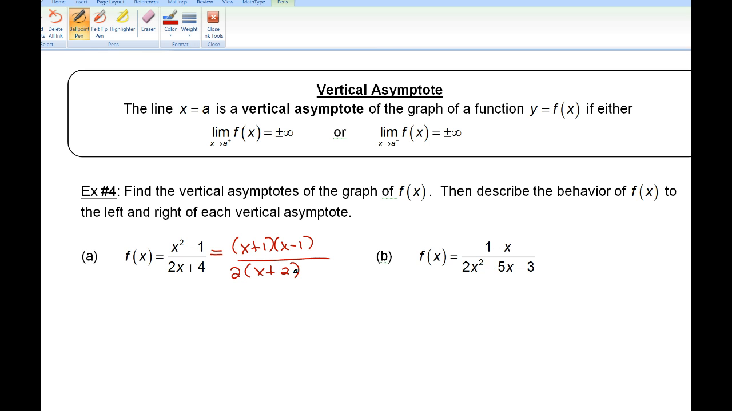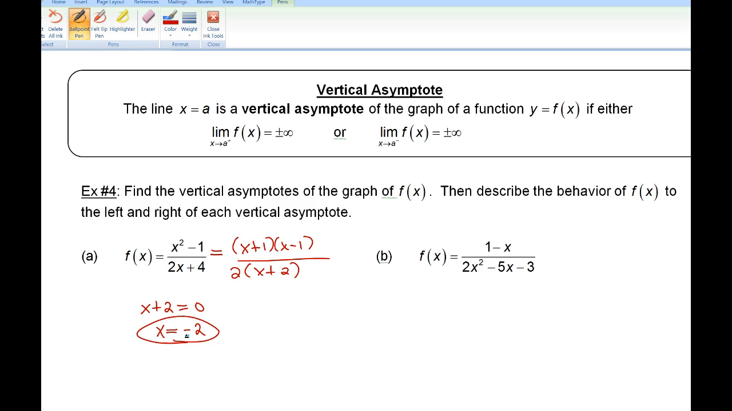Number 3, set the denominator equal to 0 and solve. These will be your vertical asymptotes. So basically, x. Well, the 2, you could just divide by 2. Whether you go back to 2x plus 4 and set that equal to 0, or take this and set it equal to 0, either one's fine. The 2 in front doesn't have any effect on your asymptote.